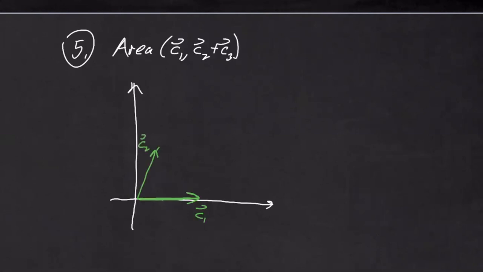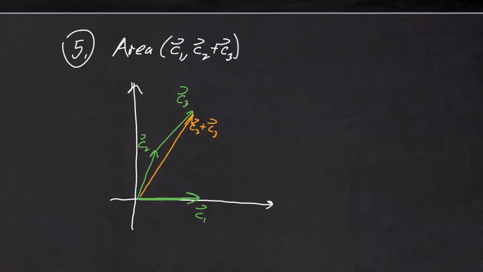And actually, I'm going to have C2 coming out of C3 because I want to think about C2 plus C3. Say C3 is like this, right? Then this vector from there to there is actually C2 plus C3. Right, and now I want to think about the area of the parallelograms formed by all these.